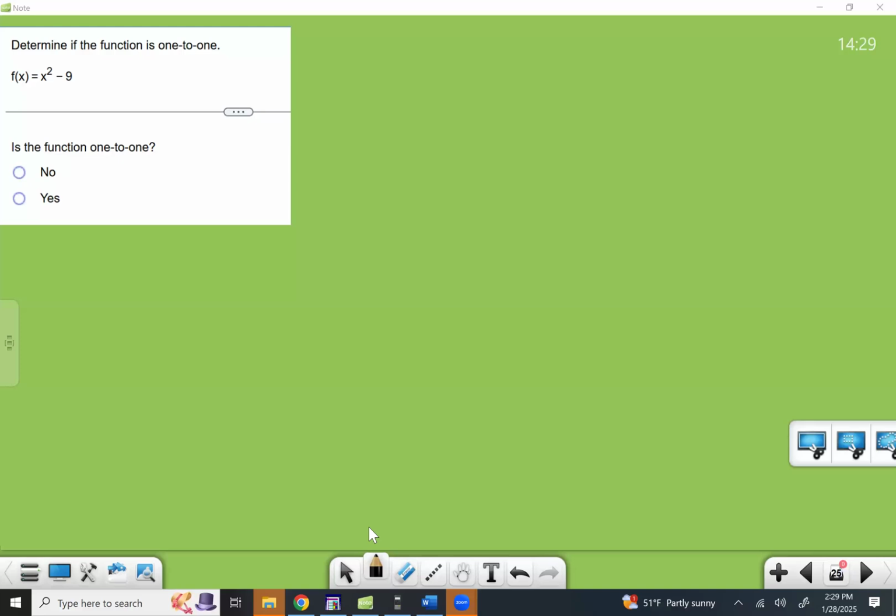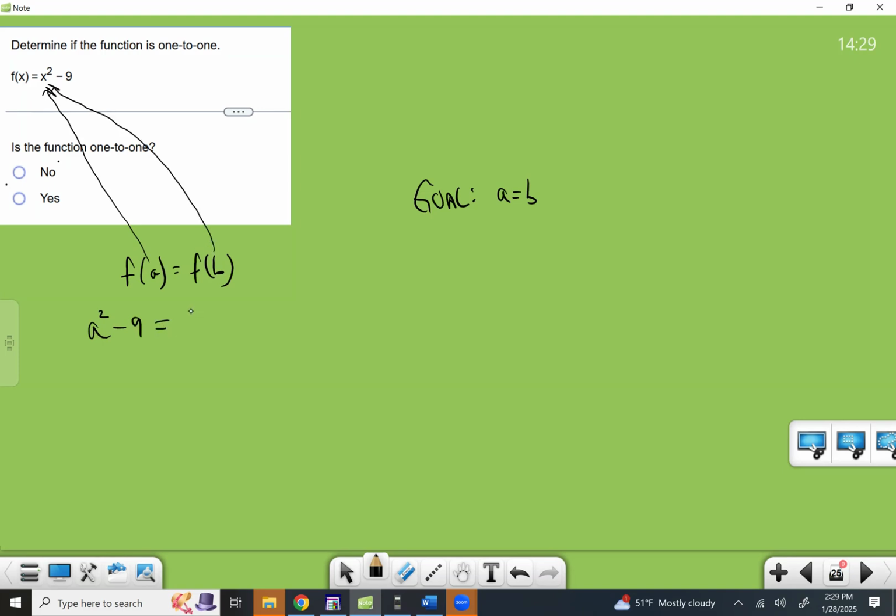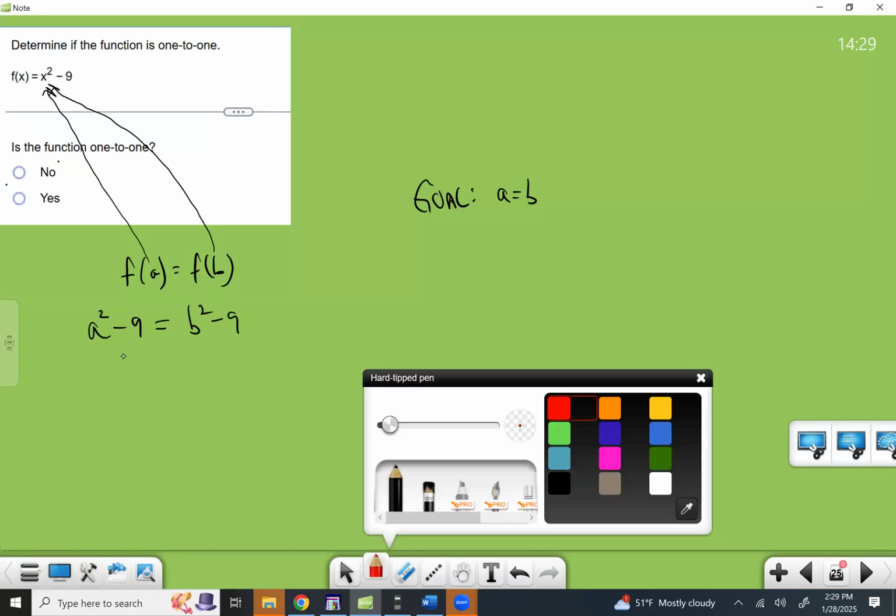All right, we're taking a look at number 8. So you've just finished number 7. So you know that we're going to start by showing that f of A equals f of B. And the goal is to show then A equals B. Okay, that's our goal. All right, so f of A means substitute in A for the x. F of B means substitute in B for the x. Now we're going to go ahead and try to show A equals B if we can.